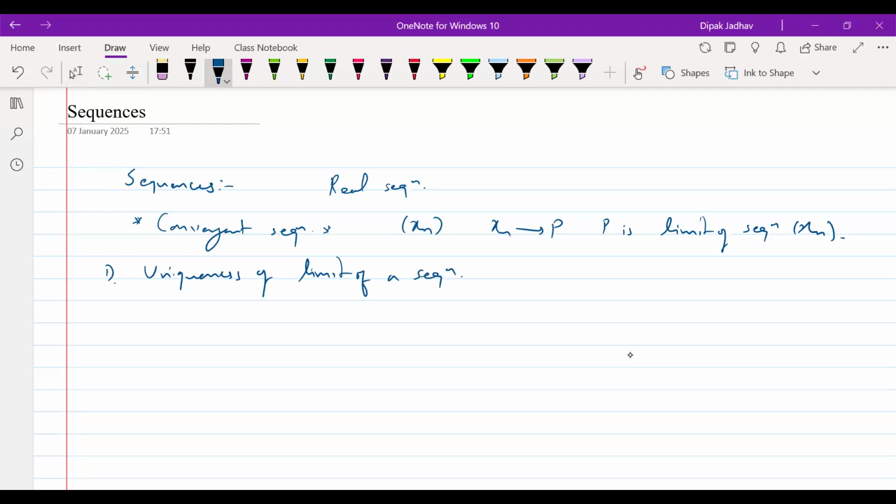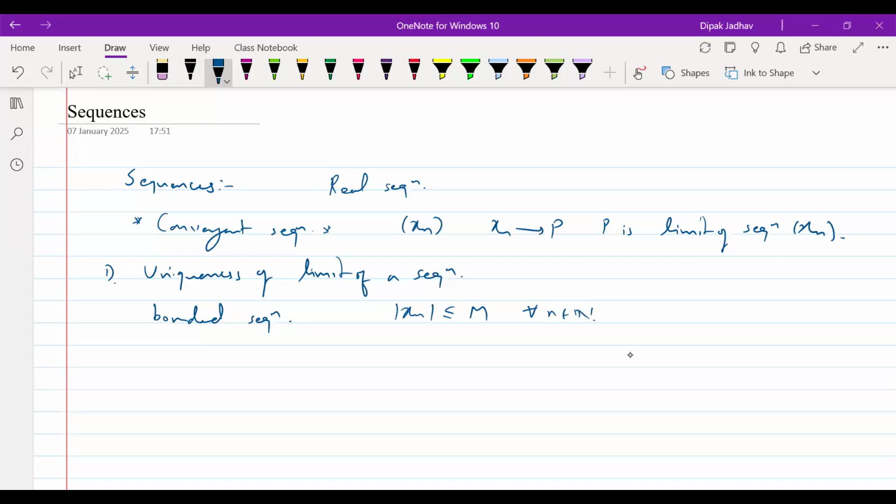Then we also study something called bounded sequences. A sequence is said to be bounded if you have some real number m such that mod of xn is less than or equal to m for all n in N. It means every term of that sequence is bounded by a fixed positive large number.